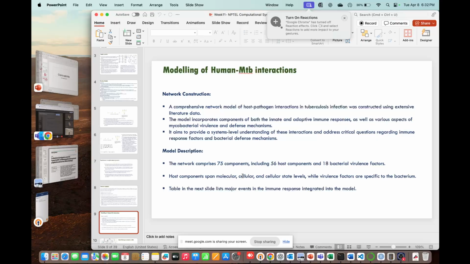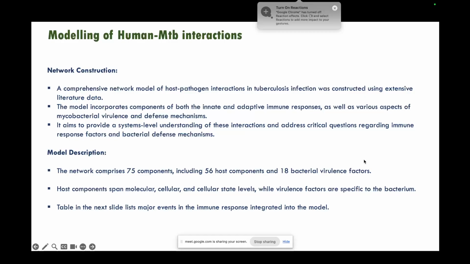So we have discussed Boolean models, how they work, what kinds of updating schemes can lead to different types of solutions of the models, and what the model in general represents in a graphical setting. Now we'll use all this information in the modeling of human MTB interaction. MTB is a bacterium which causes tuberculosis. We'll discuss how we can model this whole process using the conditions that we talked about and get an understanding of the system.